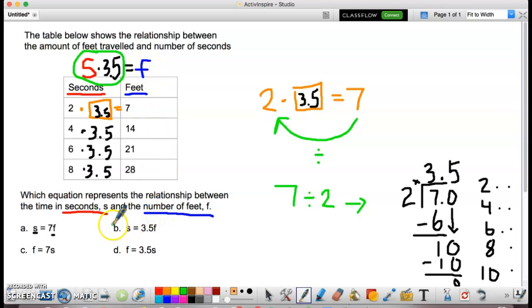That's why option B is really tricky. It says 3.5 times F. Well, I'm not multiplying the feet by 3.5. I'm multiplying the seconds by 3.5. And I see here that this one has 3.5 times the seconds to equal the number of feet. So option D is correct. I know option A and C are not because they don't even have the right constant of proportionality. Those ones are definitely wrong.